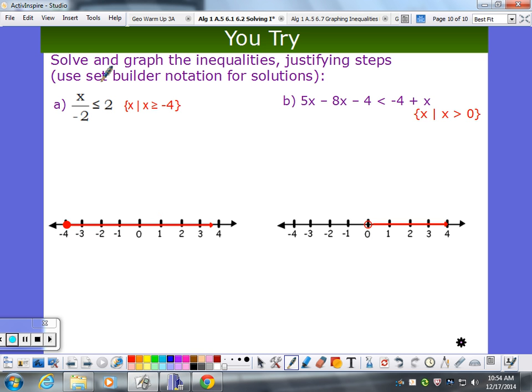Set builder notation. Use set builder notation for solutions. It doesn't say there, it says it up there. You have to do it on the test. Yes. Why are we so terrible about it? No, really, just terrible. Yes. All right. Did we get this or not get this?